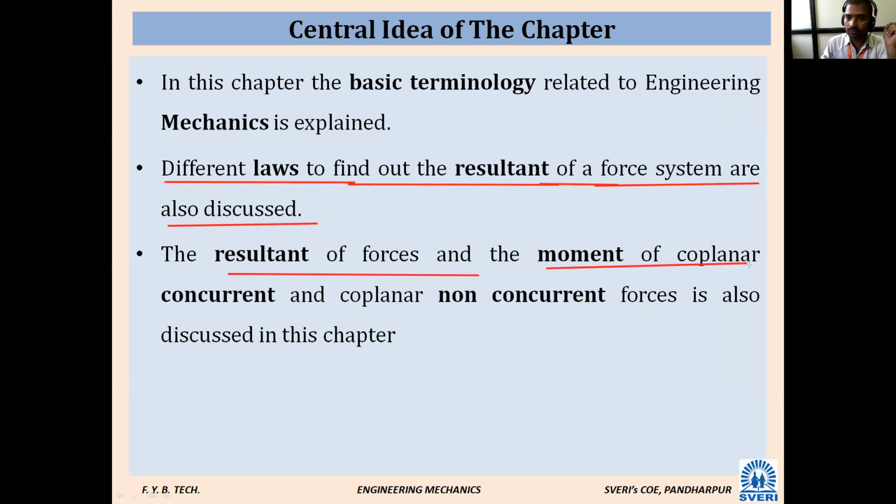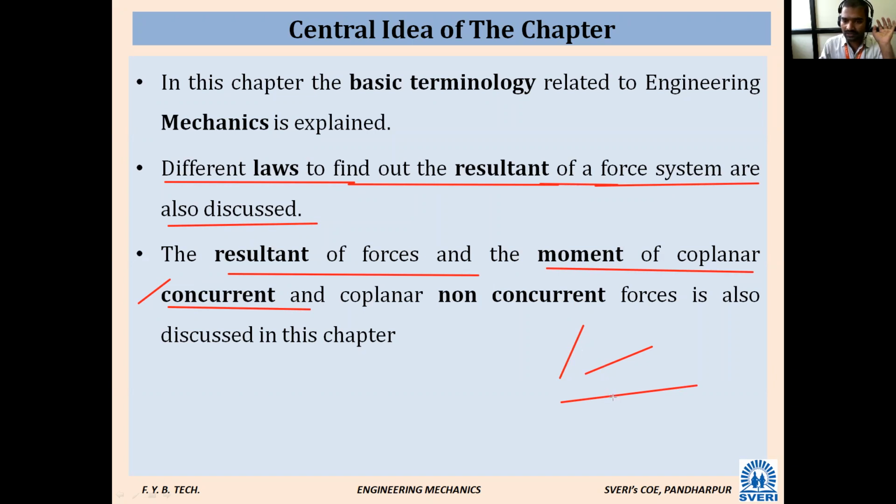The resultant of force and the moment of coplanar concurrent forces. Coplanar I have told you, it means a force or system of forces acting in the same plane is called a coplanar force. What is concurrent? What does concurrent mean? Now see, there is one force, there is one more force, okay, there is one more force.